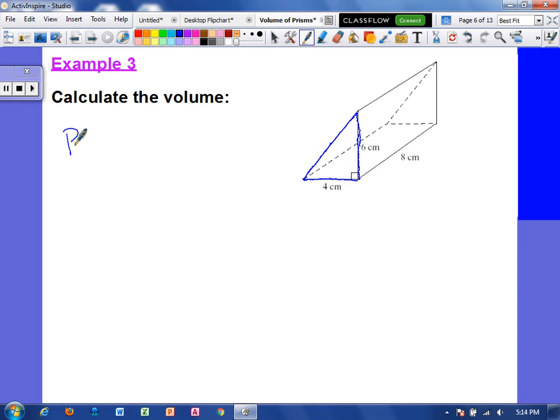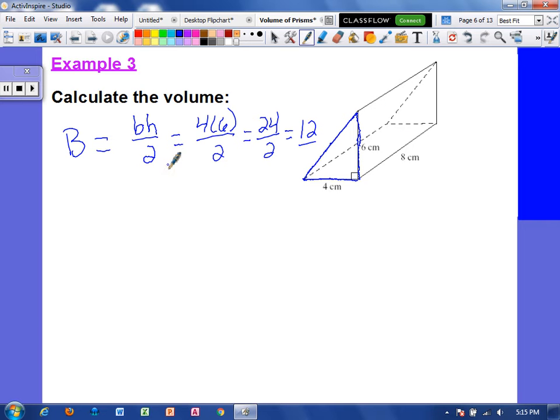So for the area of the base, that is a triangle. So that's going to be base times height divided by 2. So remember, the base and the height on a triangle have to have a perpendicular intersection, which forms a right angle. So as you can see here, we have a right angle. So this triangle has a base of 4 and a height of 6. So that would be 4 times 6 divided by 2, which is 24 divided by 2, which equals 12. So the area of the base is 12.